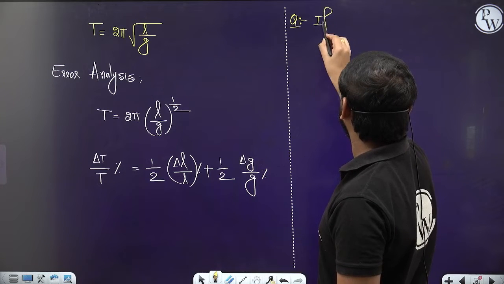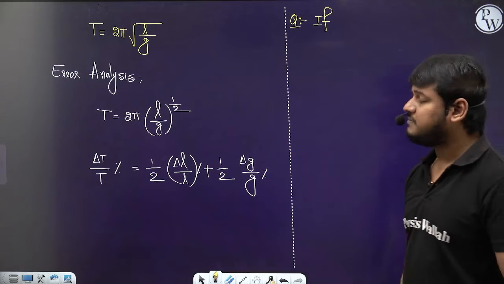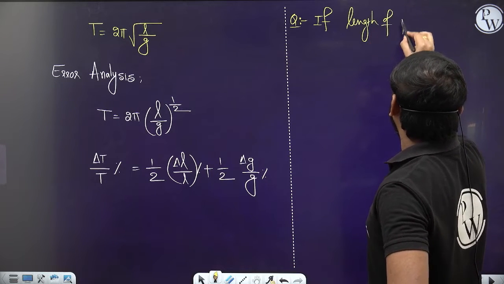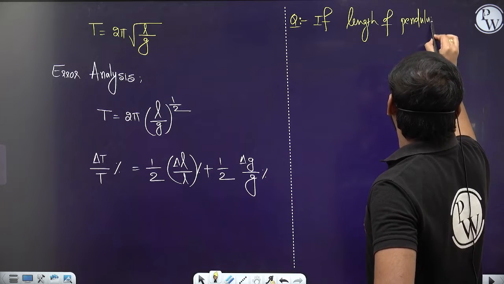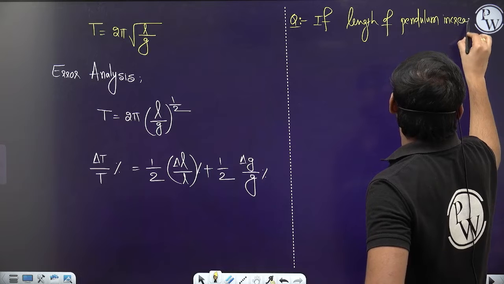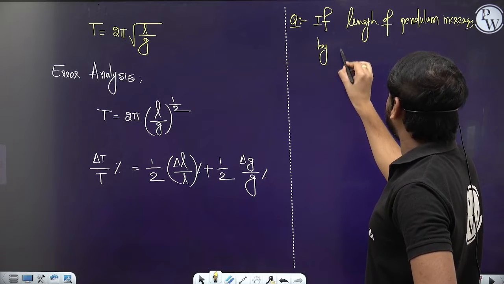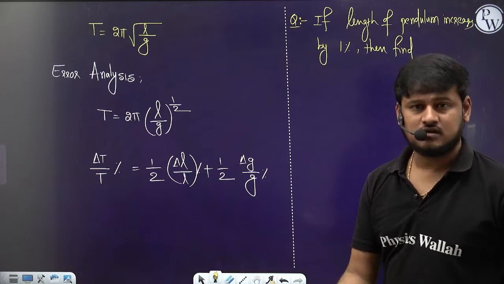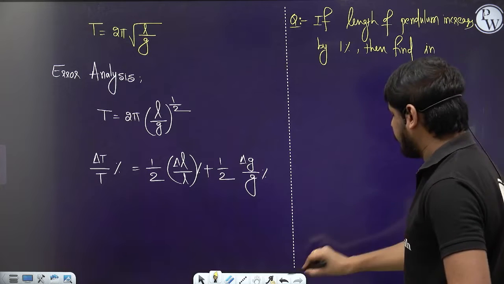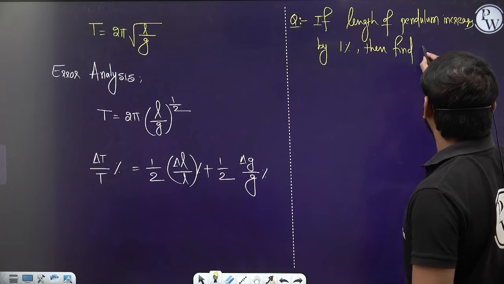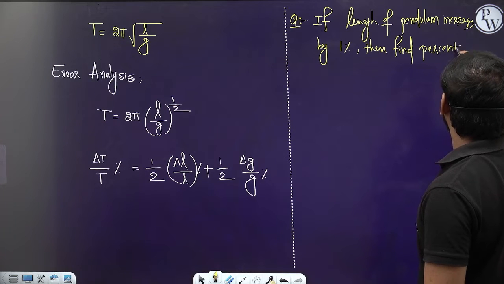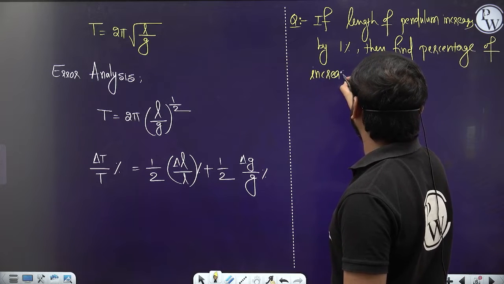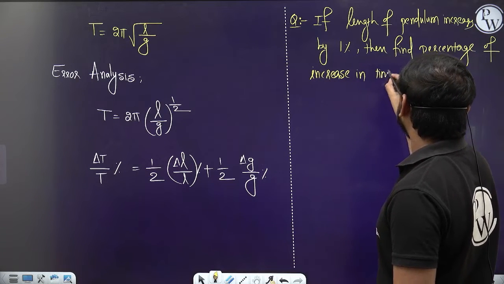Let's say the length of the pendulum increases by 1%. Then find the percentage of increase in time period. Clear? I hope you have solved it already.